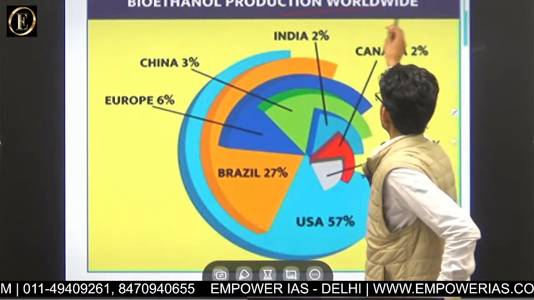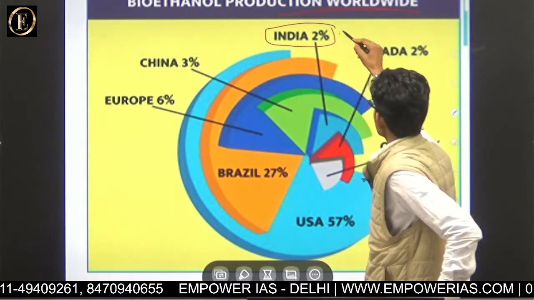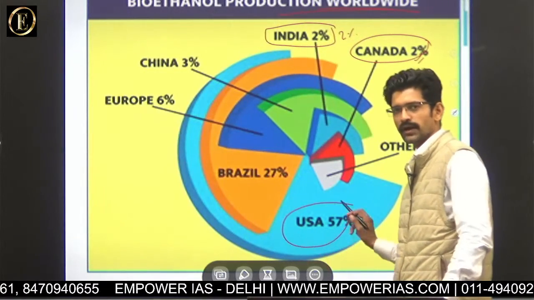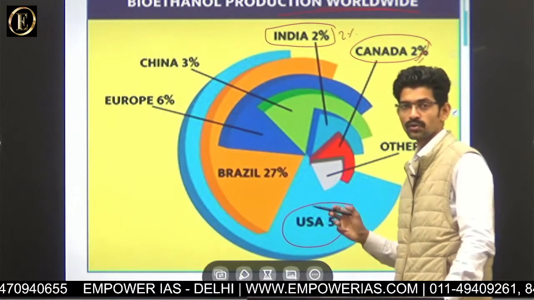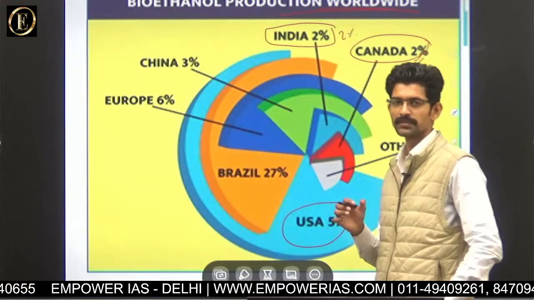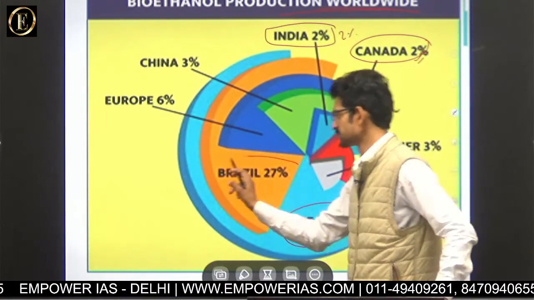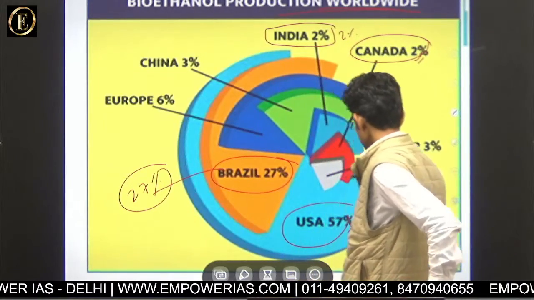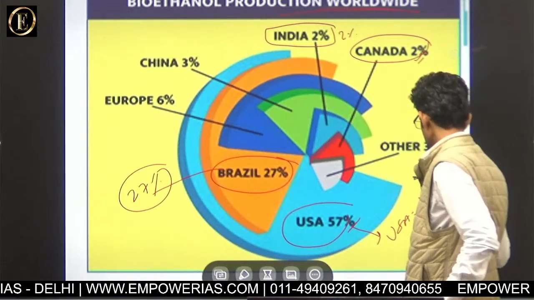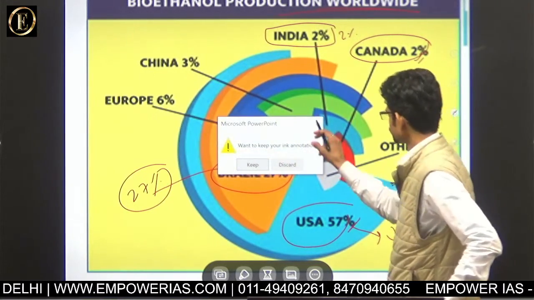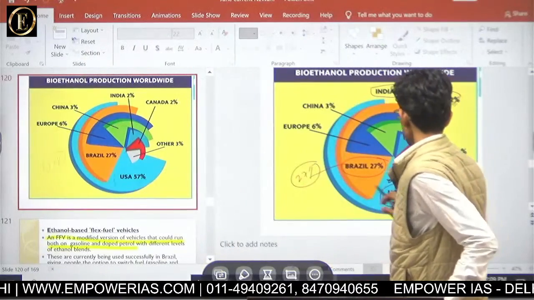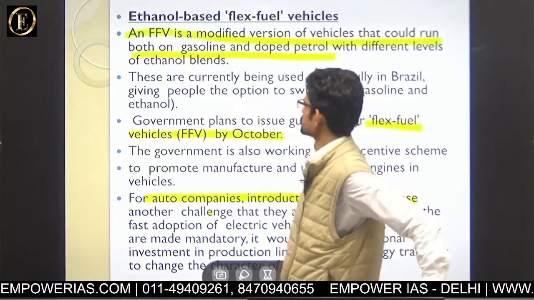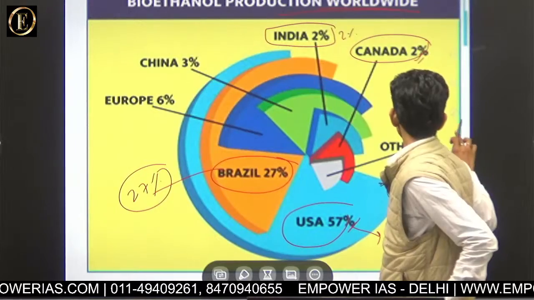Now bioethanol products in the worldwide scenario. In this graph we see India is using only 2% of blended fuel, Canada is using 2% of blended fuel, and USA, United States of America, is using 57% of ethanol blending. You see that it is reducing its carbon emission by 57%. Then Brazil, a part of BRICS member, is blending ethanol by 27%. So highest used by USA, America 57% blending कर रहा है, and ब्राज़ील कितना परसेंट कर रहा है, 27%, and China 3%. That is a very close neighbor to India. China is using 3% of ethanol blended petroleum.